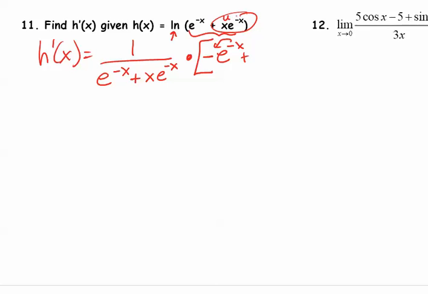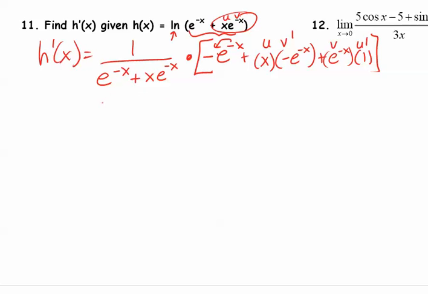This is a product. This is an x times or a u times a v, where our u function is x and our v function is e to the -x. So let's stretch it out here and let's be careful we don't miss anything. So we want our u function times our v prime, we just did that, plus our v function, leave it alone, times our u prime, the derivative of x is just 1. So that chain rule had a product rule mixed in with it.